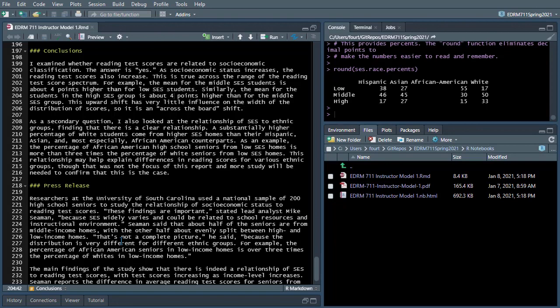So aside from that one little difference, the press release is really a restatement of your conclusions section, but in non-technical terms and simplified for the layperson who has not had statistics. So, with that in mind, let's look at the conclusions.